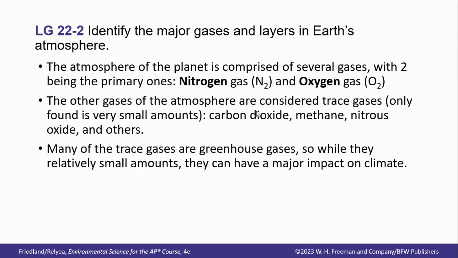So now we're on our second standard: identify the major gases and layers in the Earth's atmosphere. The atmosphere of the planet is comprised of several gases, with the two primary ones being nitrogen gas and oxygen gas.